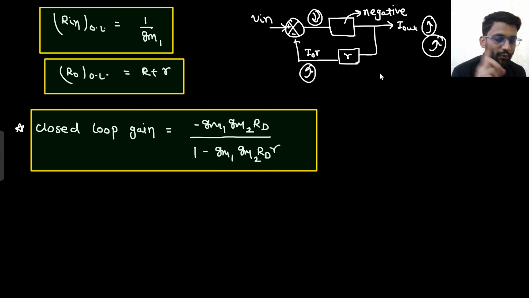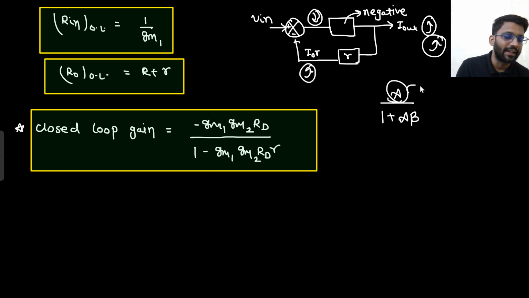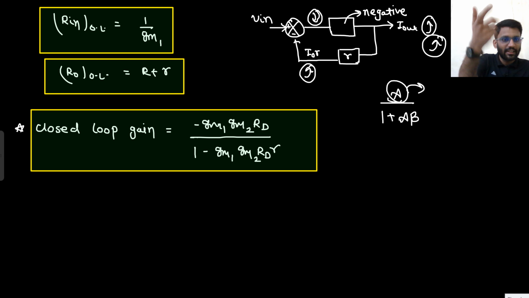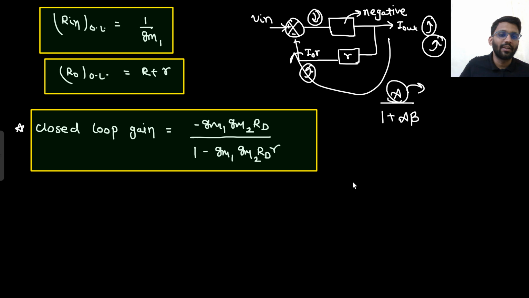So what is your formula? Your formula becomes A upon 1 plus A beta only. But your A is negative. This gain A is negative. What was the open loop gain? Open loop gain was minus GM1, GM2 RD. So because the open loop gain is negative, that's why it is acting as a positive feedback system. But the formula that we have applied is only A upon 1 plus A beta, where A is negative. Not because from output something is being added. No, from output something is being subtracted only. But still it is a positive feedback system. Why is it so? Because the forward gain is negative. Are you able to understand the point or not? I hope it is all clear to you, right?